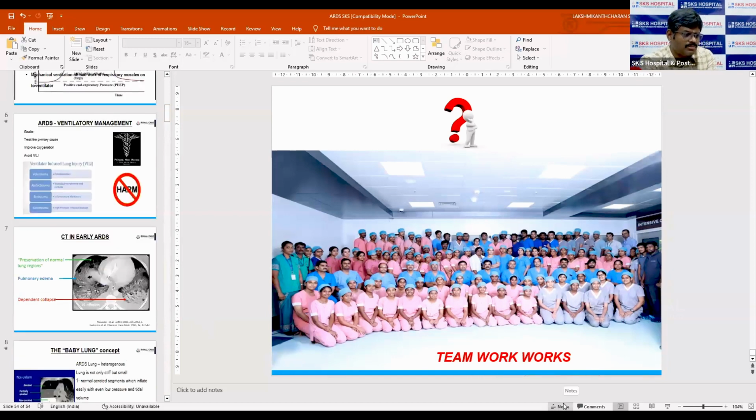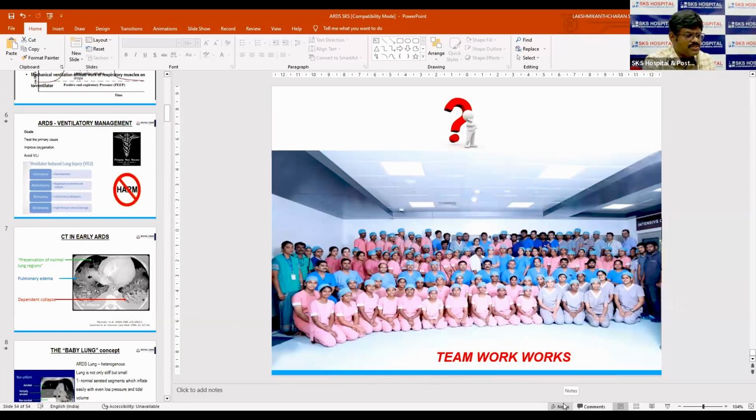The first question from Dr. Muthukumar: are there any studies showing pressure control VG mode in ARDS? What is your experience? As I told you earlier, there's no major difference in any of the modes. The only study which has shown some amount of advantage with the mode is with the APRV mode. I haven't heard about this mode. I don't think there are any major studies on it.